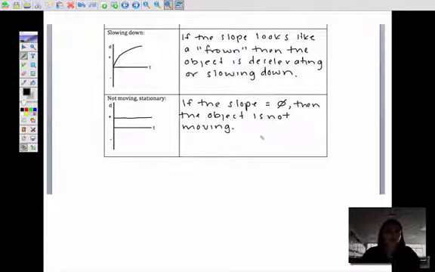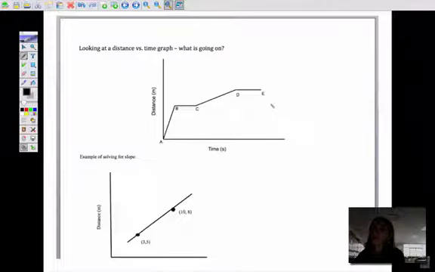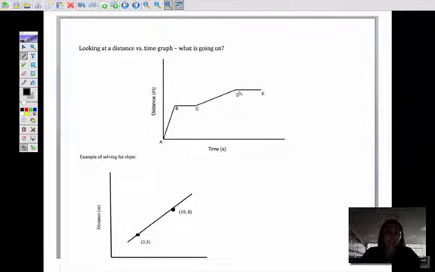Now before we move on, it's important to remember that these 4 rules and these 4 types of lines only apply to position versus time graphs. There will be a different set of rules for velocity versus time graphs, which we'll have to differentiate between much later. So if we're looking at a distance versus time graph, we need to be able to tell what's going on. So we're going to look at points A to B, then B to C, C to D, and D to E.